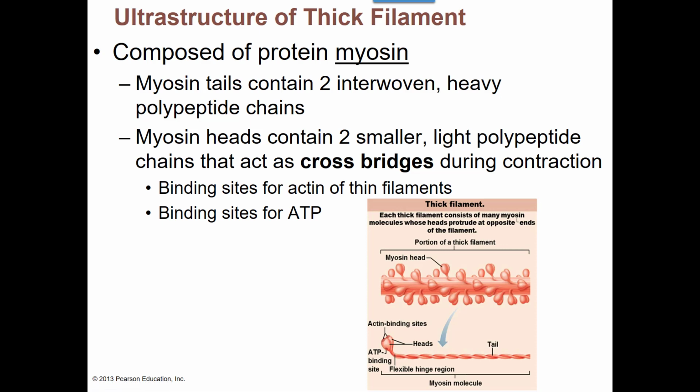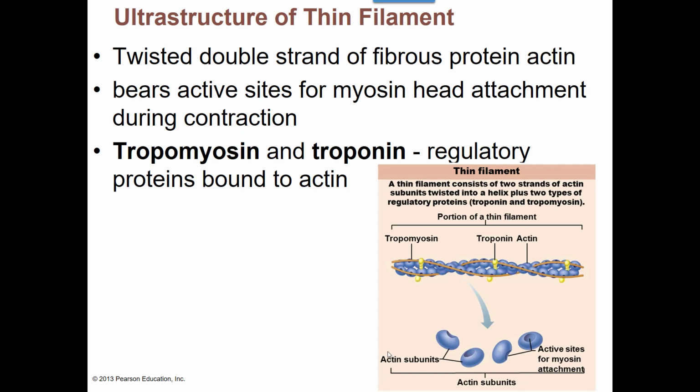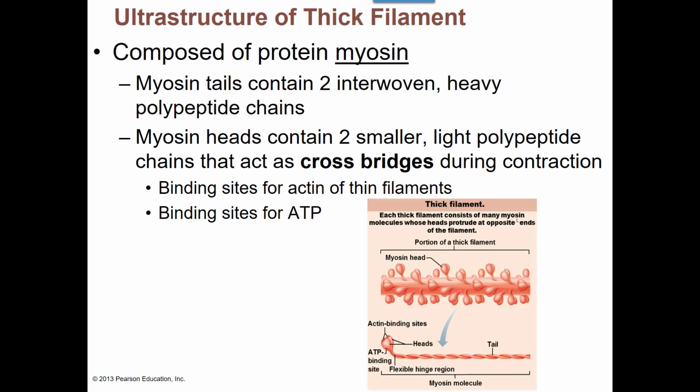Stuff's going to happen here. The heads of the myosin are going to be able to, one, bind to actin, and two, because we need energy for things to happen, they're also going to bind to some ATP to give us our energy. The thick filament, I should note, because I didn't mention cross bridges: when the heads attach to the actin, they cause a link called a cross bridge. So when we say they form cross bridges, it's when they're attached to each other, they form that link or a bridge.